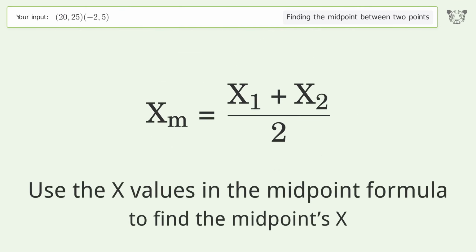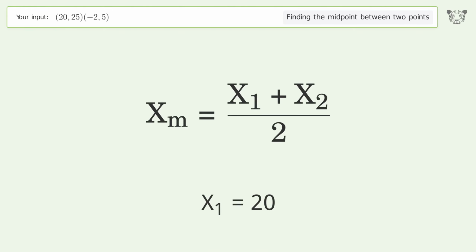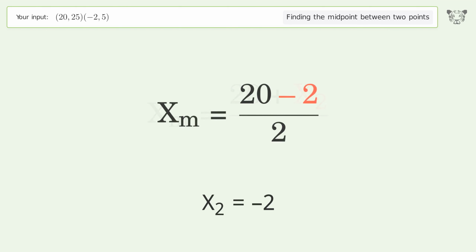Use the x values in the midpoint formula to find the midpoint's x. x1 equals 20. x2 equals -2. Simplify the arithmetic.